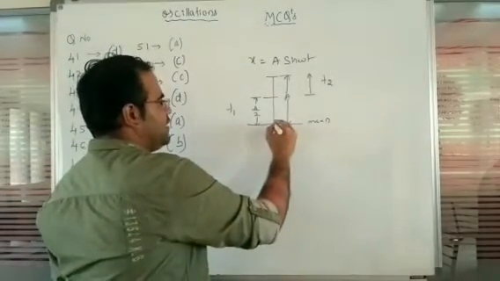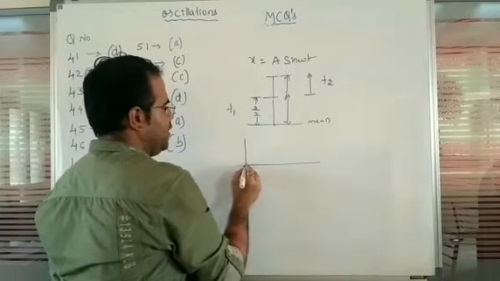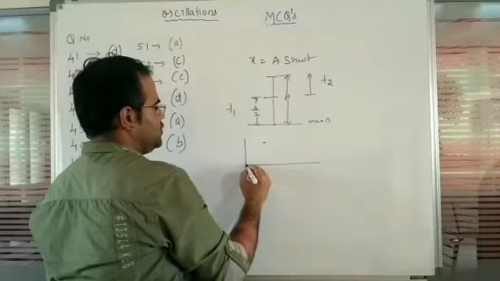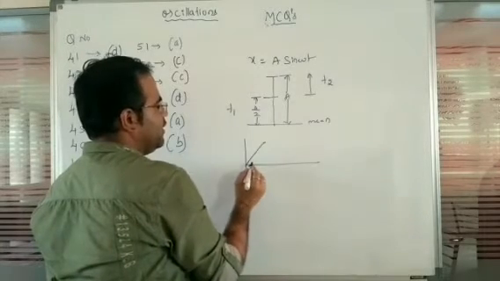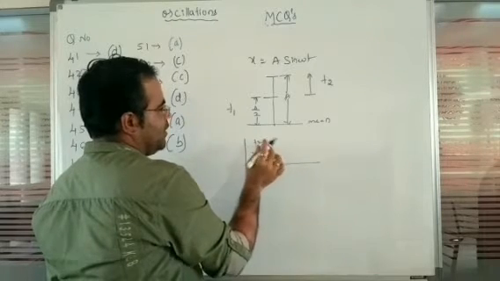Now if it is considered, we can observe the graph like this. So this is the mean position and this is the extreme position. From this end to this end, in that one it takes a time t1 and it takes a time t2 here.